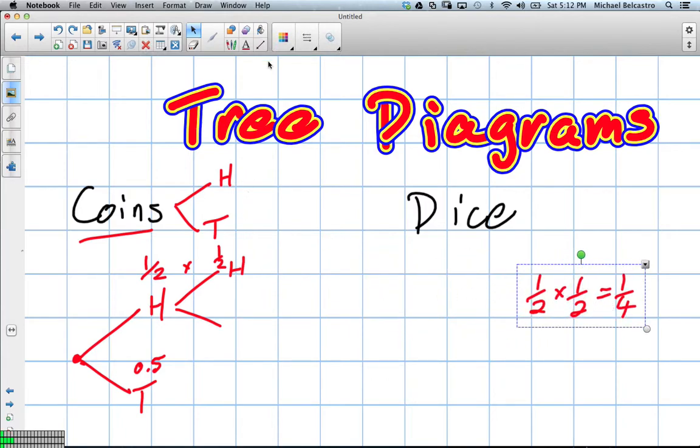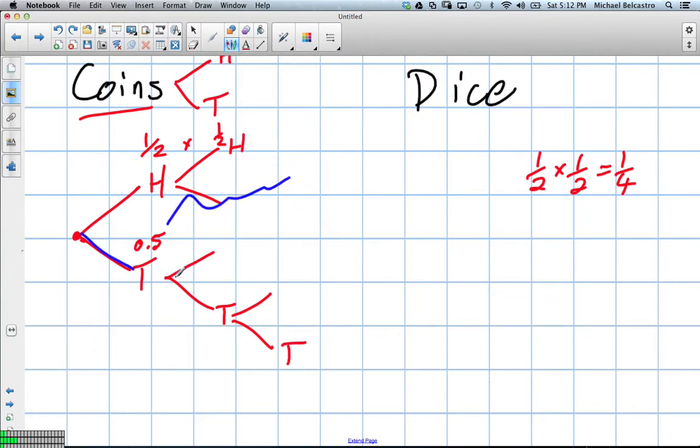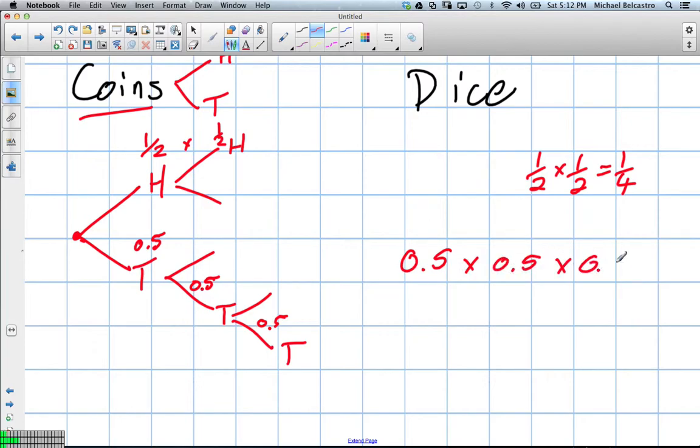What if they say, I want you to get tails 3 times in a row? Well, that's getting tails, and then tails, and then tails. Be aware that the rest of this tree diagram exists. We're just following this route here. That's why I'm focused on it. The probability of getting tails is 0.5. The probability of getting tails again, because these are independent events, is 0.5, and again 0.5. So that's 0.5 times 0.5 times 0.5, or 0.5 cubed.